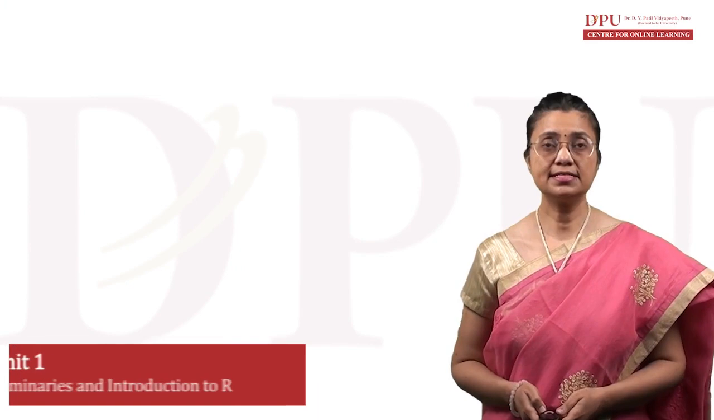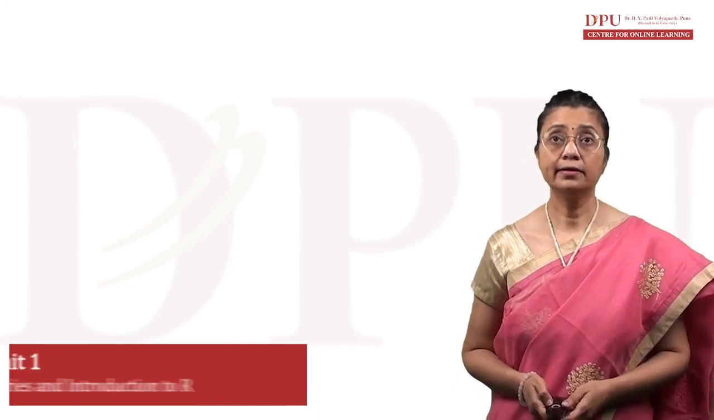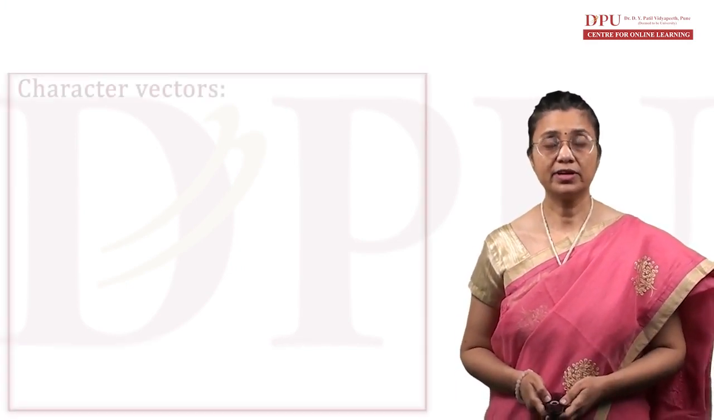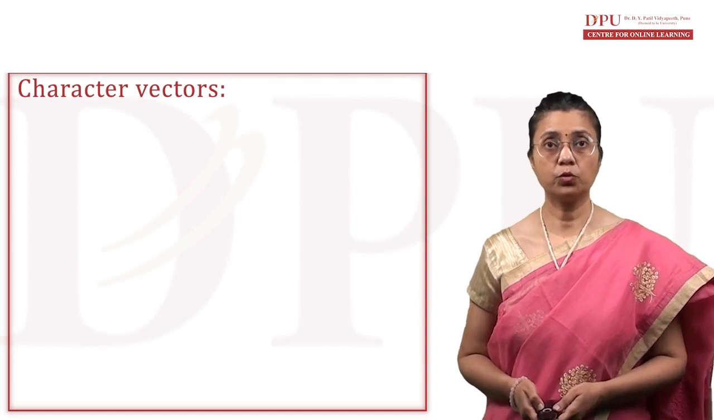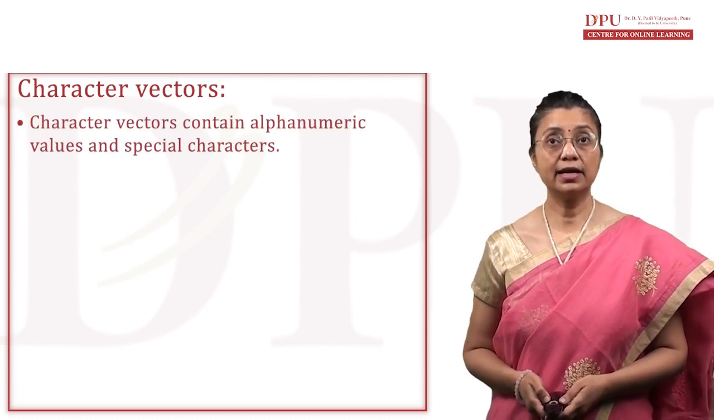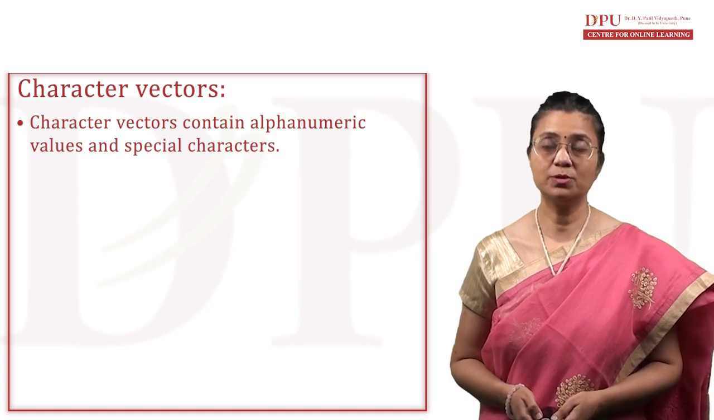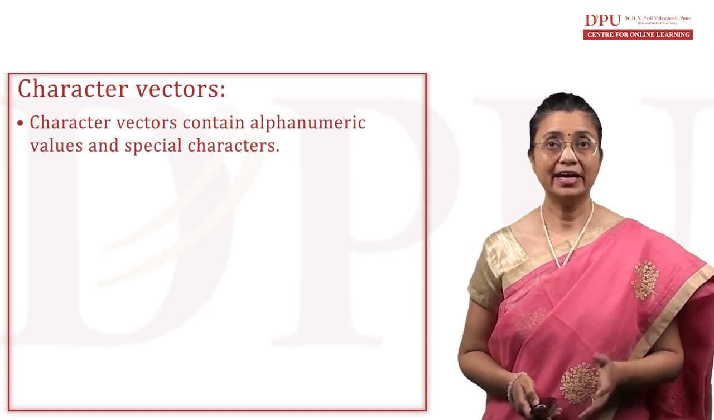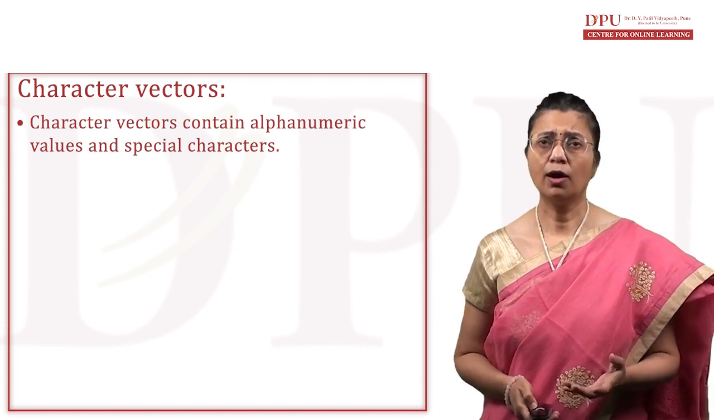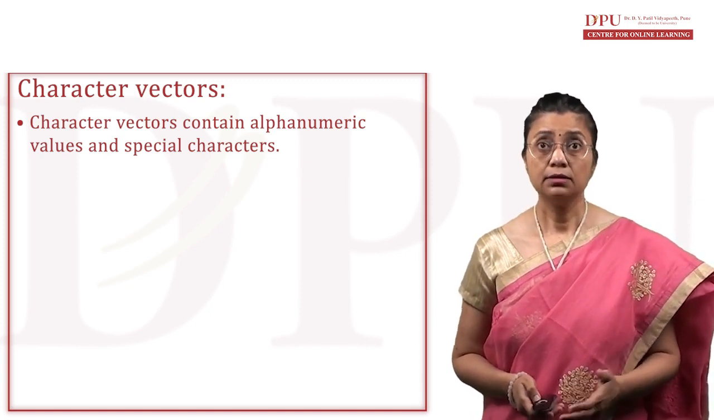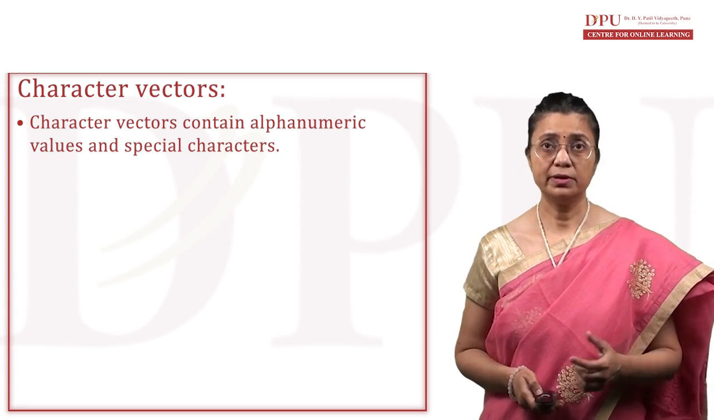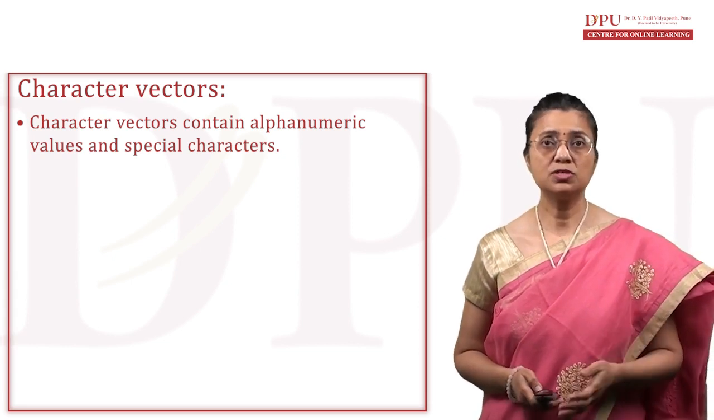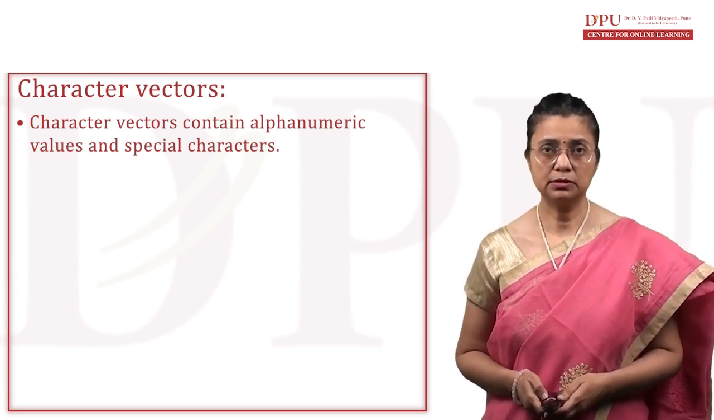Now, let's see character vectors and create character vectors with the help of our R program. Character vectors contain alphanumeric values and special characters. If I have alphanumeric values like A1, B7, any code or PAN card number, that is an alphanumeric value where there is an alphabet and also a number. And special characters like some symbols.